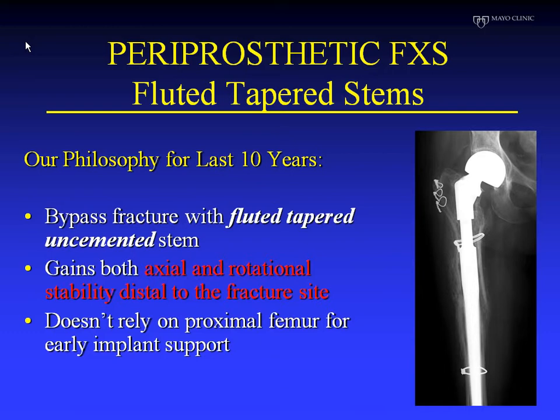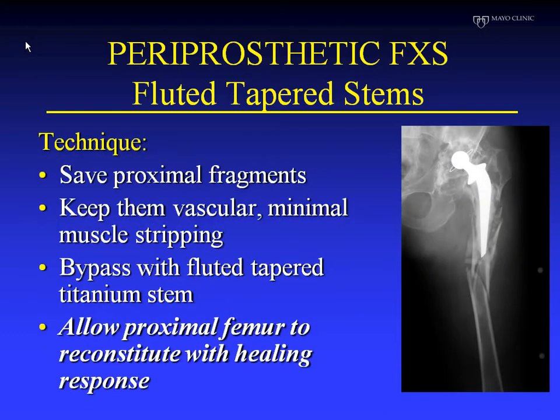The idea here is that you can gain both axial and rotational stability distal to the fracture site. That's the key and the important principle, because then you no longer have to rely on the damaged proximal femur for early implant support. This allows the surgeon to save the proximal fragments. It allows the surgeon to keep them vascular with minimal muscle stripping. We know that's the key to healing of the femur. In most cases of trauma, it's also true around joint implants, as I'll show you in a minute.